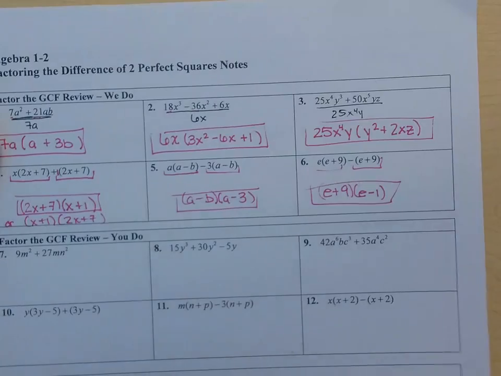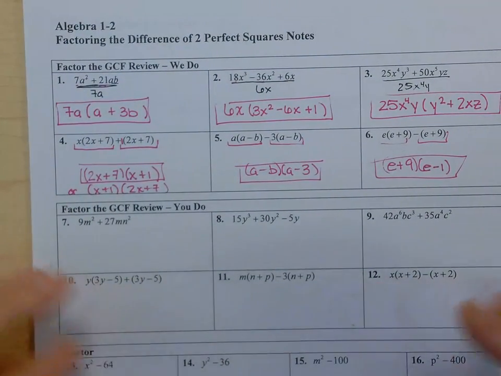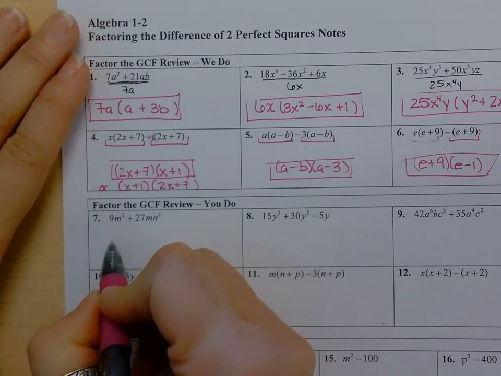So, what you need to do is turn off the video and quickly do this review. That's what you would be doing in class, doing these 6 really quickly to make sure you know what's going on there. So stop the video, then turn it back on and see if you have them right.